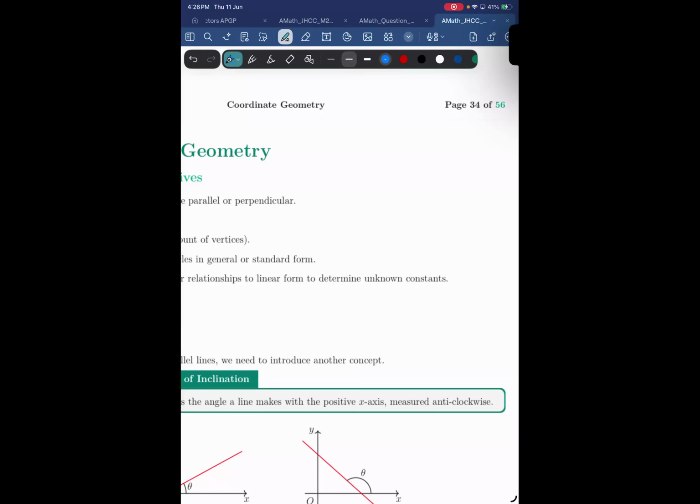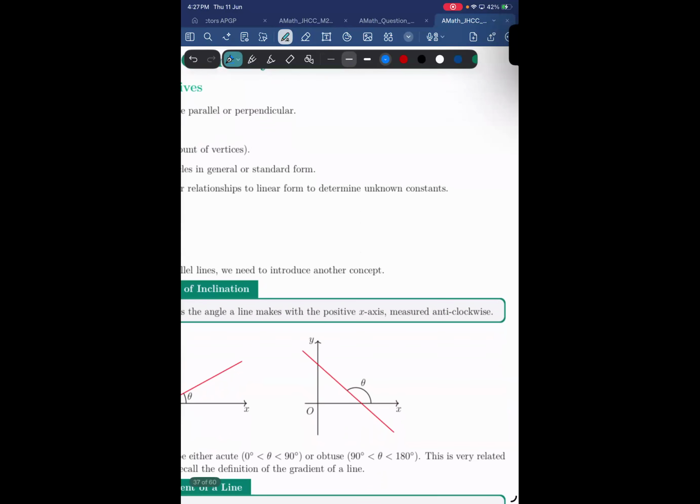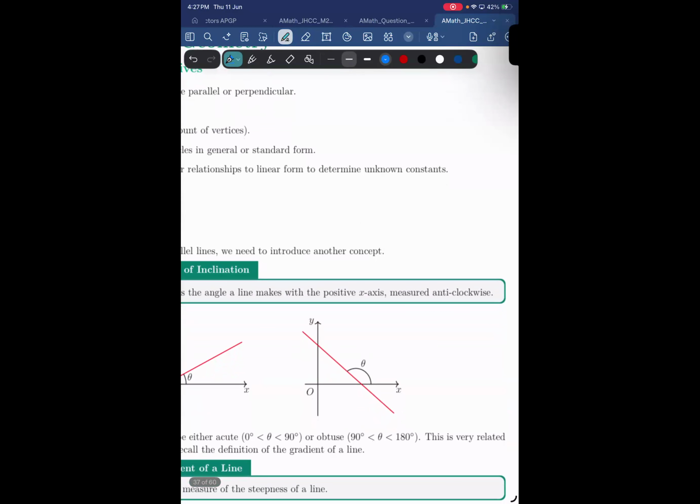Our first objectives: conditions for two lines to be parallel or perpendicular, then midpoints of a line segment, and what even is a line segment. Then the area of 2D figures with any number of vertices, where vertices are the different points on the shape. And lastly, we talk about coordinate geometry of circles in general or standard form. The transformation one we already covered. So this is really the AMath portion.